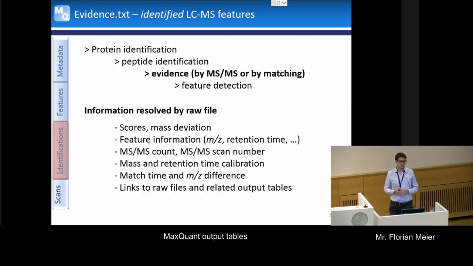And it will also give you the mass to charge difference. So you can already judge the quality of your matches just by looking at the time difference and also the mass to charge difference. If both of them are very high, then it's unlikely to be a good match. But if both of them are very, very tight, then you likely have a very good match and you want to go on with it. And as mentioned before, this table now links the raw files to all the other output tables.